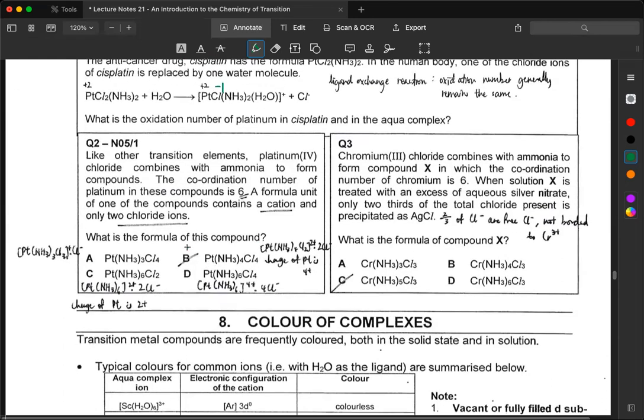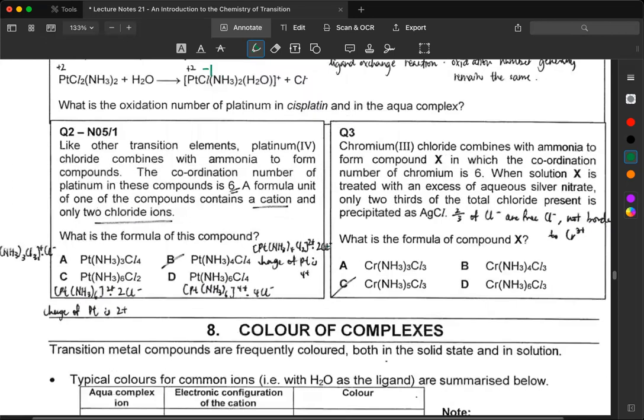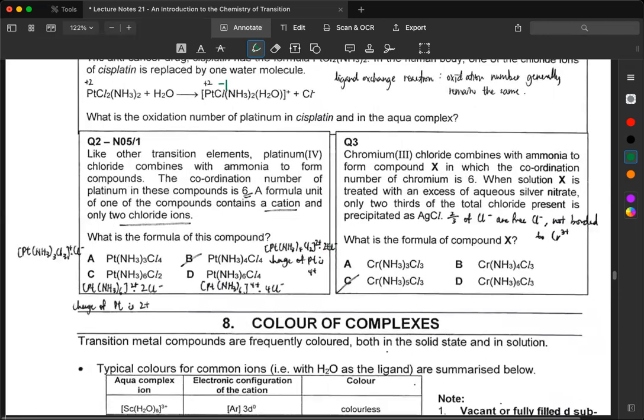The formula of this compound contains a cation and 2 chloride ions, structural isomerism. So this is what happened. This is the one. It has two chloride ions, but with this one, impossible, because platinum is 4. To maintain the platinum 4, if this is 4, then this is 3, then this is +1, then 1 chloride. You must have two chloride ions set free.